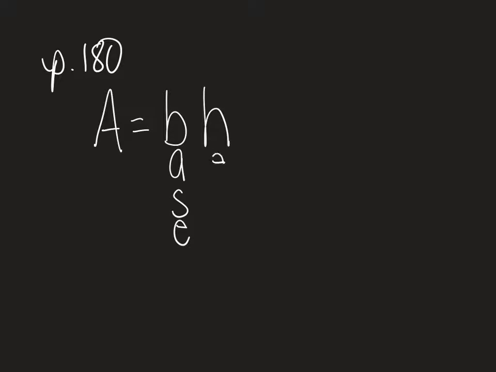Here we're going to be finding area again, but of parallelograms, triangles, and trapezoids. Okay? What you need to know is area equals base times height. This is base, and this stands for height. Okay, so everybody look with me on page 180. Now, let's recall what a parallelogram is. It is a quadrilateral with both pairs of opposite sides parallel.